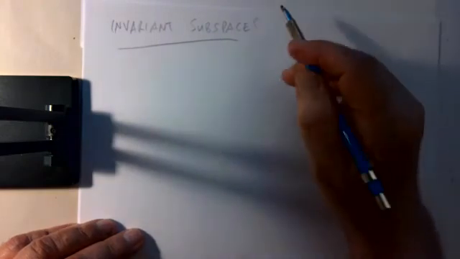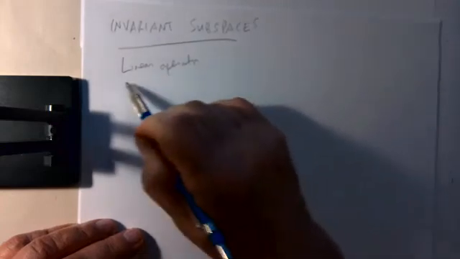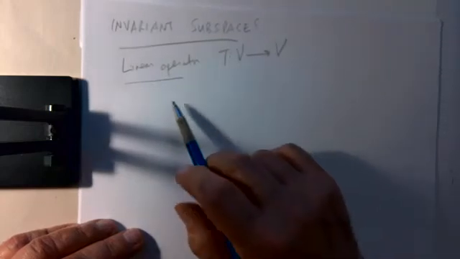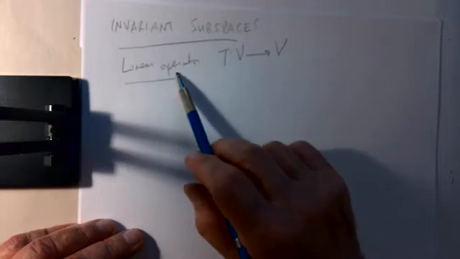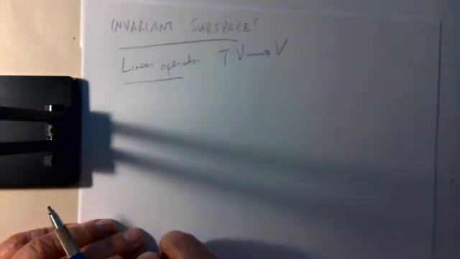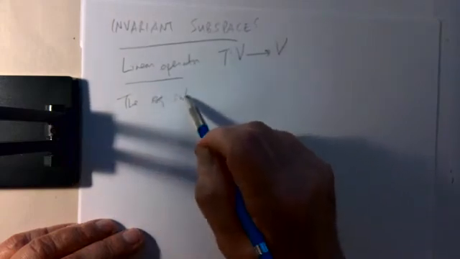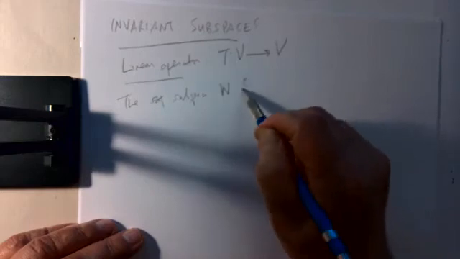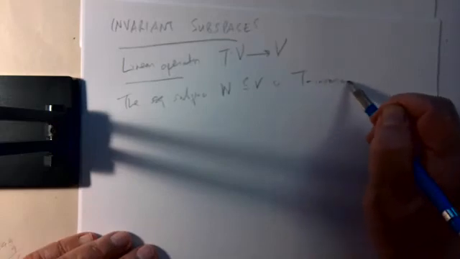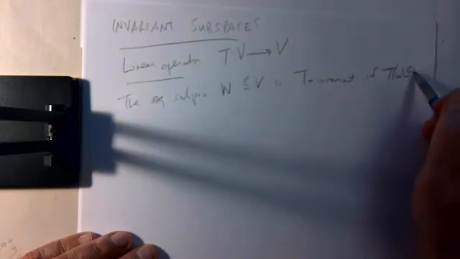So here we're looking at a linear operator. A linear operator is a linear transformation from a vector space to itself. Whenever we use the term linear operator about a function, it's from a vector space, not to a different vector space, but to the same vector space. And we say the subspace W contained in V is T invariant, or invariant under T, if T of W is contained in W.